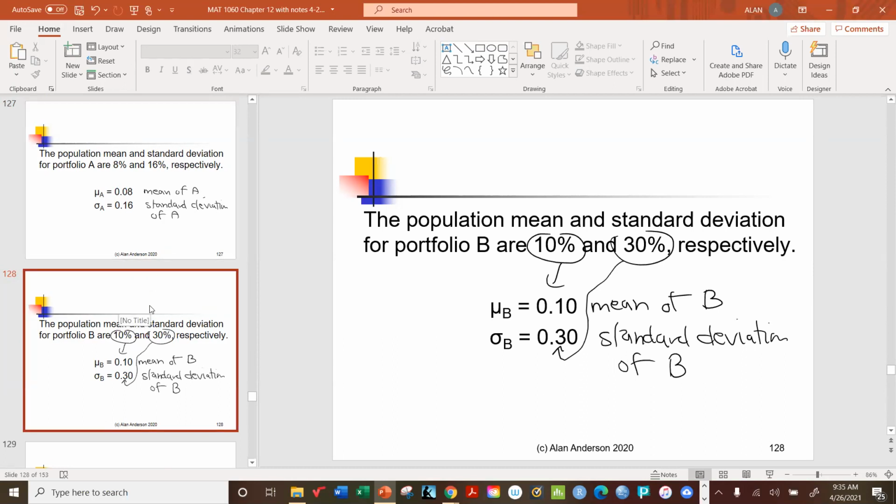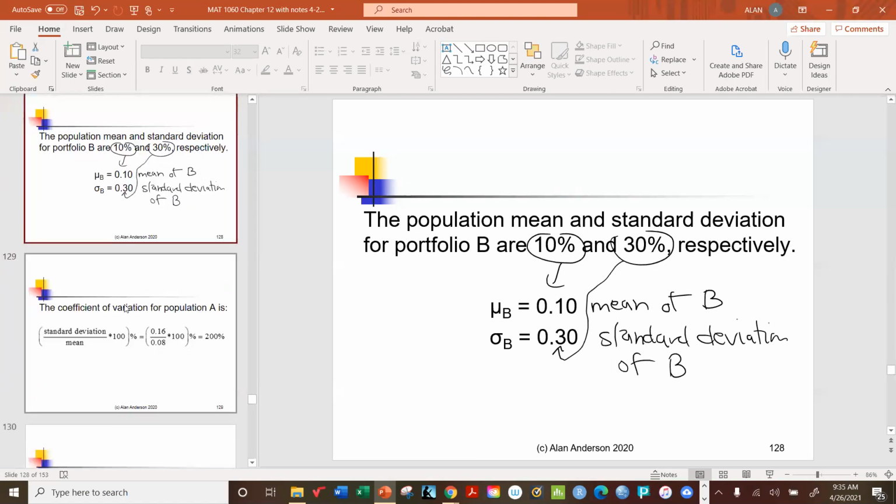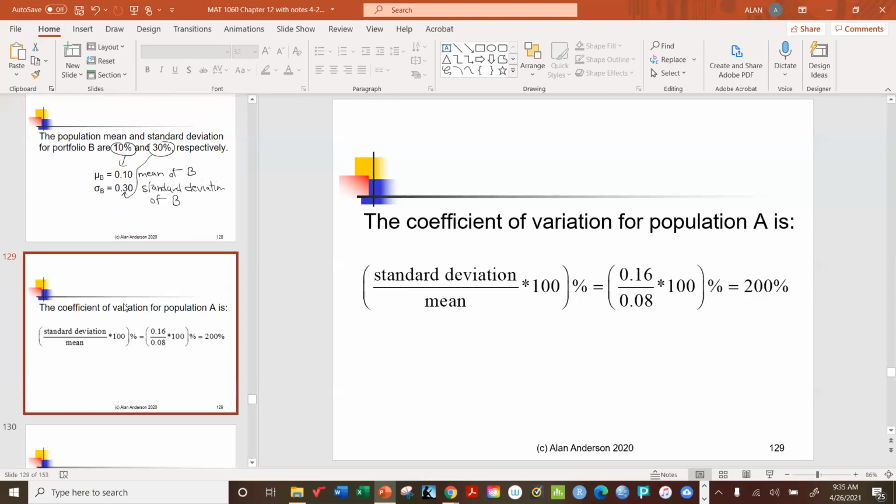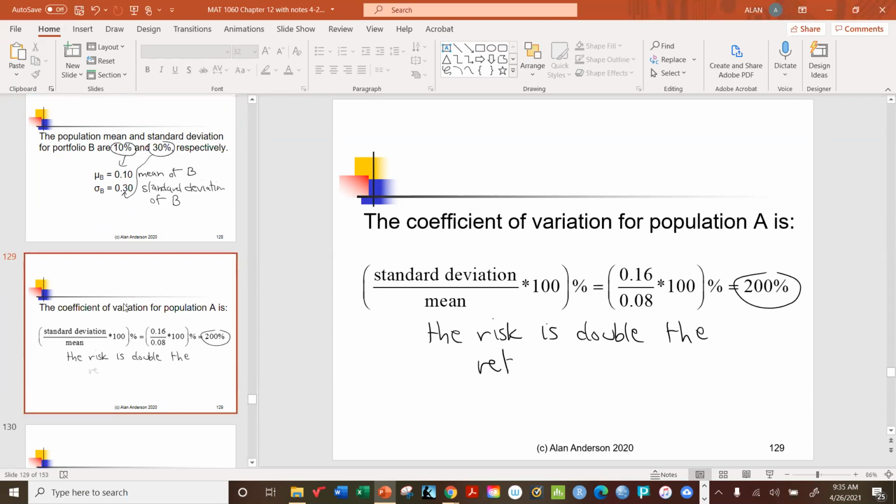All right, now what are we going to do with these numbers? We're going to calculate this coefficient of variation. So for A, it's a very simple approach. We've got the standard deviation divided by the mean gives me a ratio of 200%. So the risk, by which I mean the standard deviation, is double the return. The mean equals the rate of return to that stock. So that means the risk is twice as high as my return.